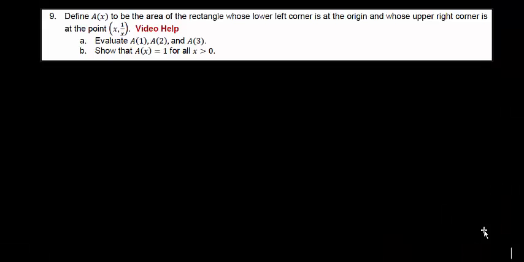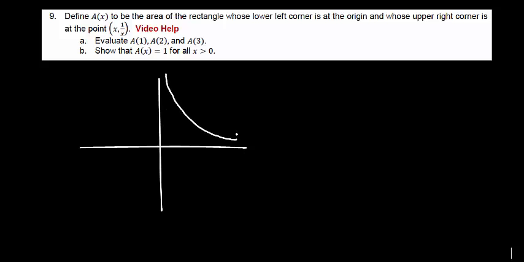We're asked to define a function A of x, meaning area as a function of x, such that we're going to take a look at a rectangle, just like we did in the last problem, whose left corner is the origin, whose upper right corner is a point along this particular function. So let me go ahead and draw in what the function looks like. Just like that. And so there's our axis system.